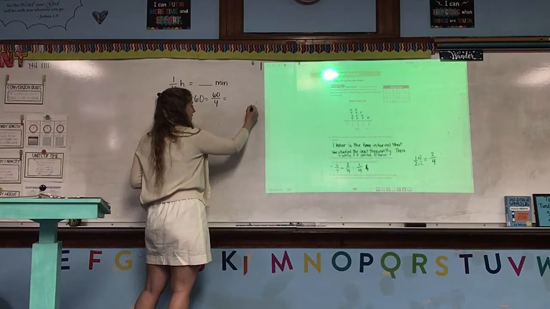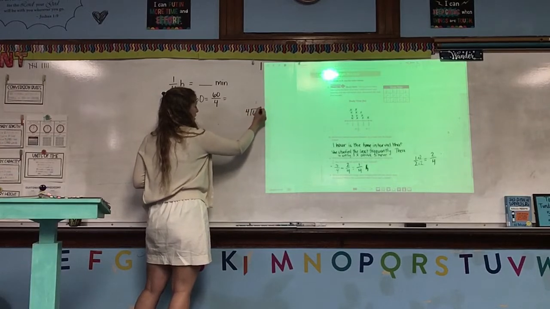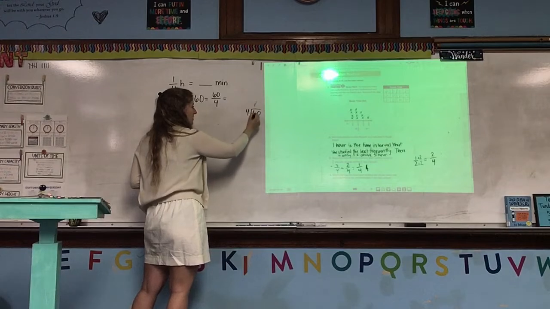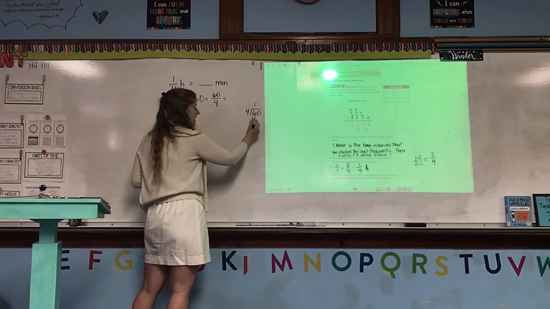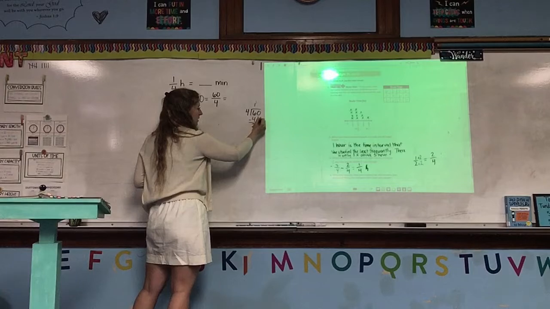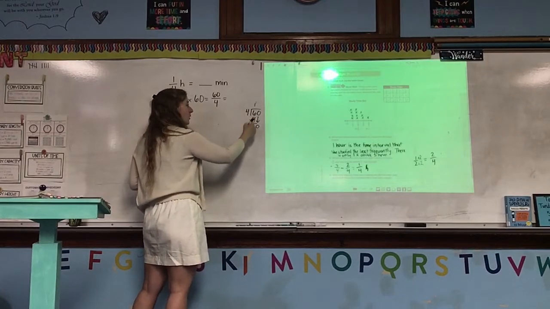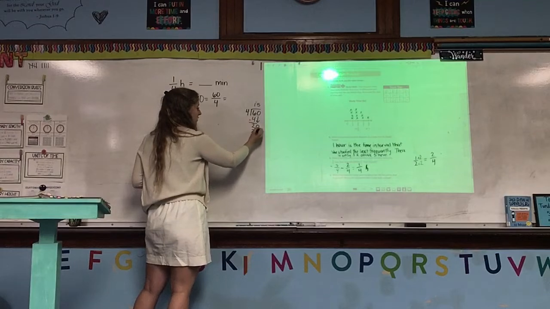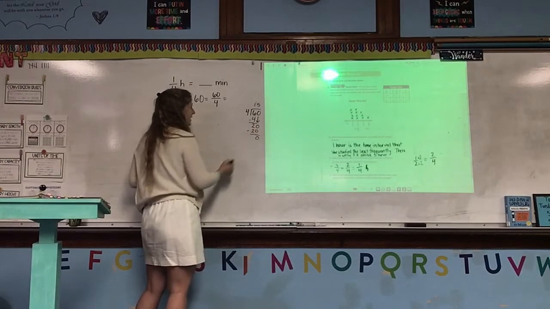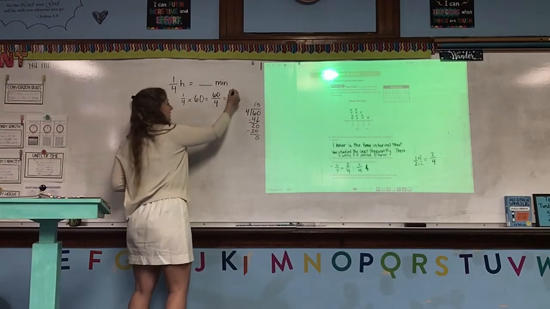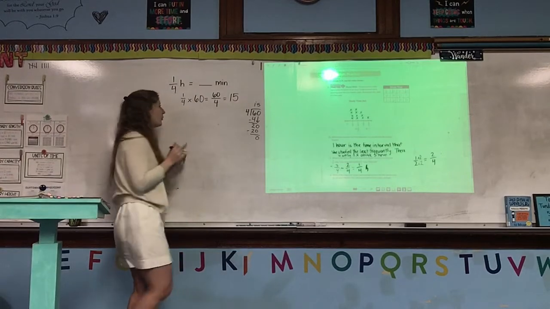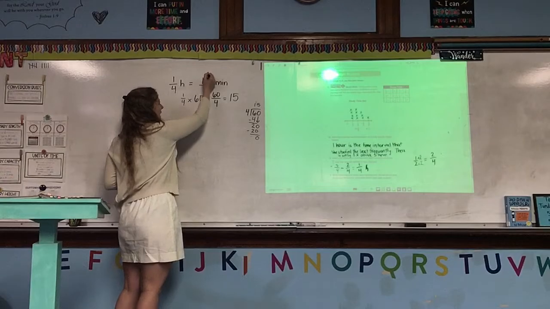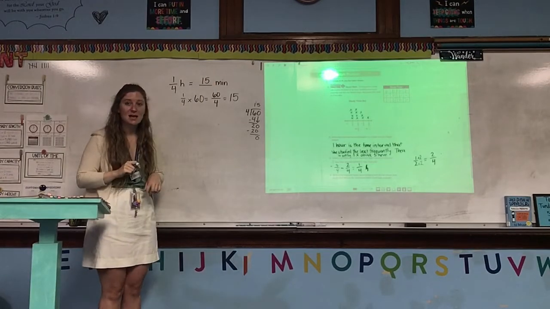4 goes into 60. Well, 4 goes into 6 once. 1 times 4 is 4. 6 minus 4 is 2. Bring down the 0. 4 goes into 20 5 times. 5 times 4 is 20. 20 minus 20 is 0. So that means 60/4 is equal to 15. So 1/4 of an hour is the same as 15 minutes.